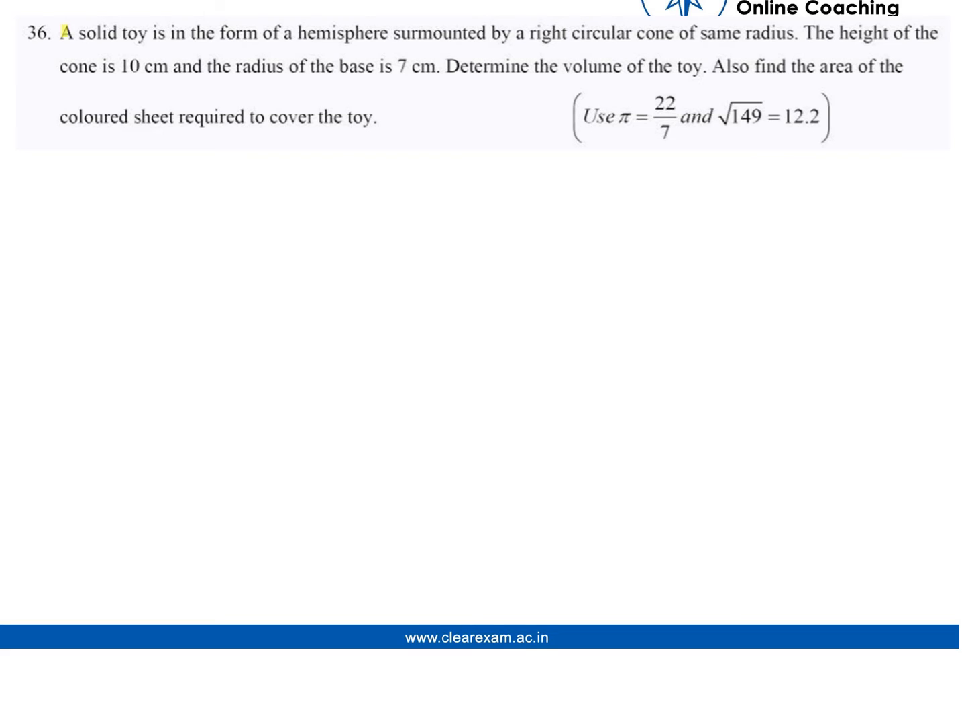The next question is, we have a toy in the form of a hemisphere surmounted by a red circular cone of the same radius. The height of the cone is 10 cm and the radius is 7 cm. So we have to determine the volume of the toy. Also find the area of the colored sheet required to cover the toy.